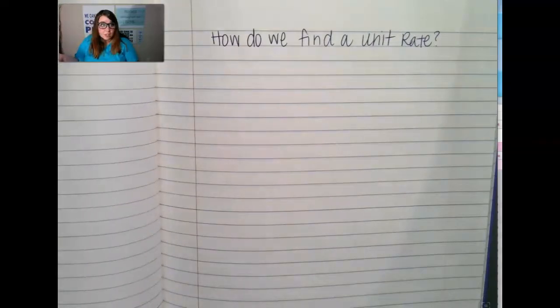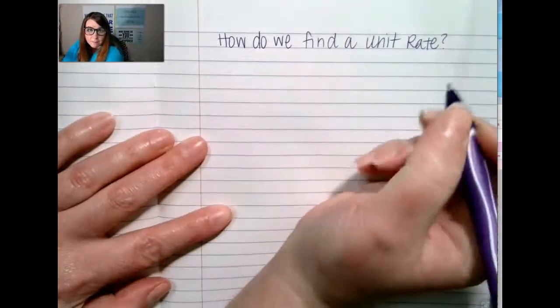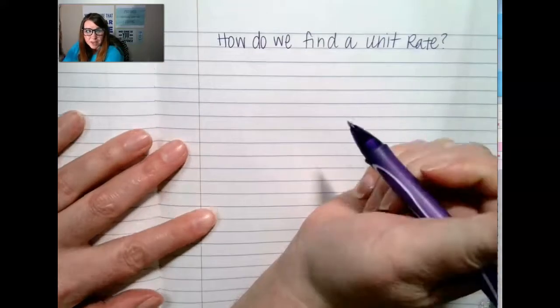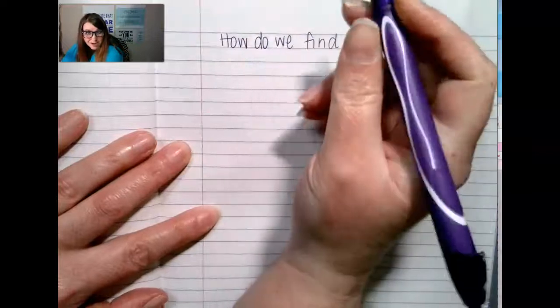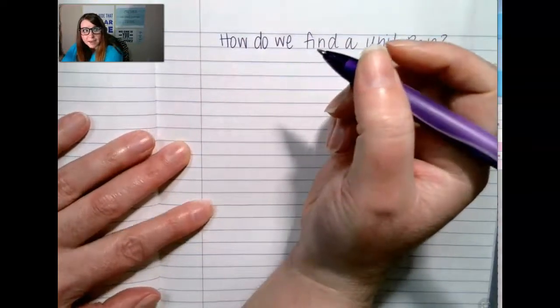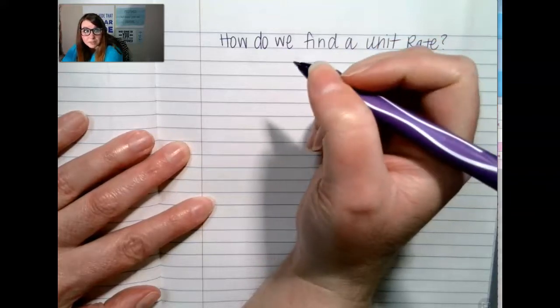Well, today what we're going to do is talk about comparing ratios, which is what we do with equivalent ratios, but we're going to talk about unit ratios and unit rates. So first, let's talk about what is a unit rate. Well, a unit rate is a unit of measure that compares one quantity to another. So it's like just a fancy fraction that compares one quantity of something to another quantity of something.